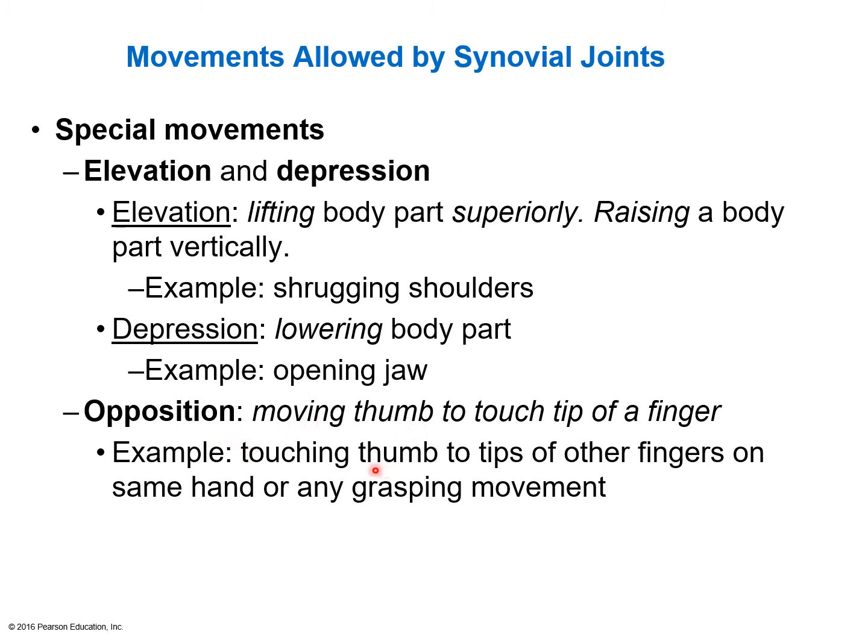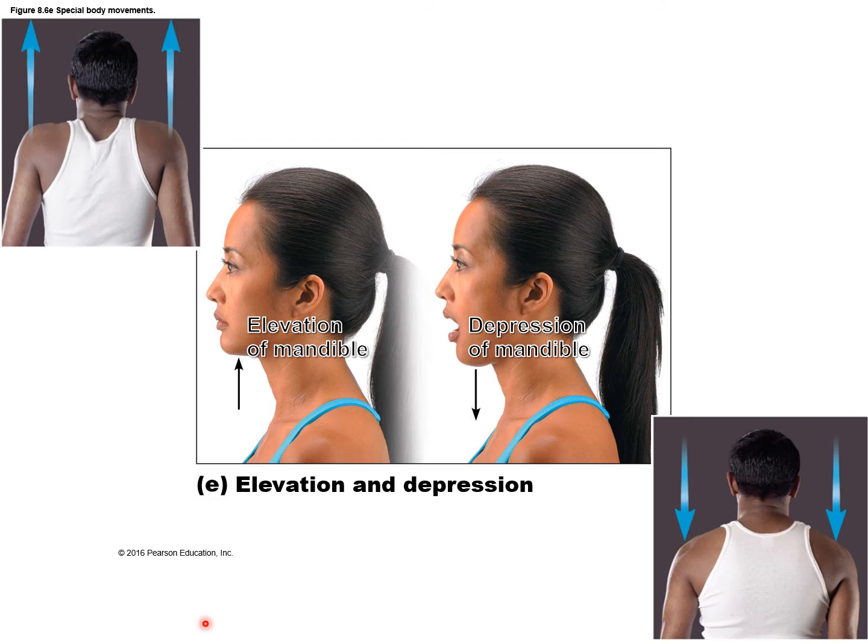Opposition. Really our great example of this is on the thumb. With the thumb, we're able to touch every single tip of every other finger. You can't do that with your other fingers. You can only do that with the thumb. So the thumb has this unique way of moving, and we call that opposition.